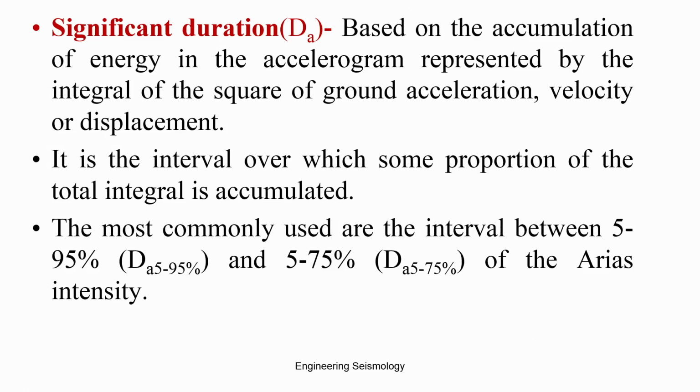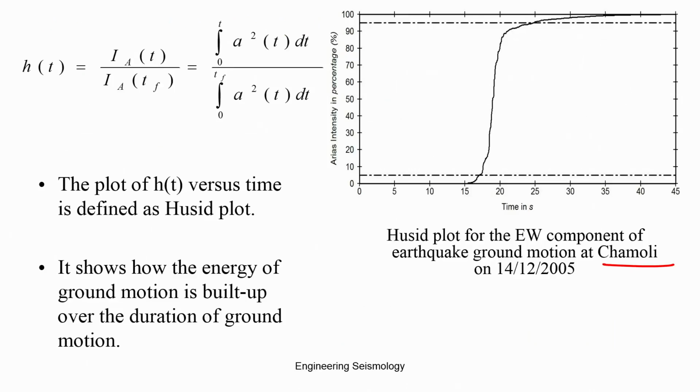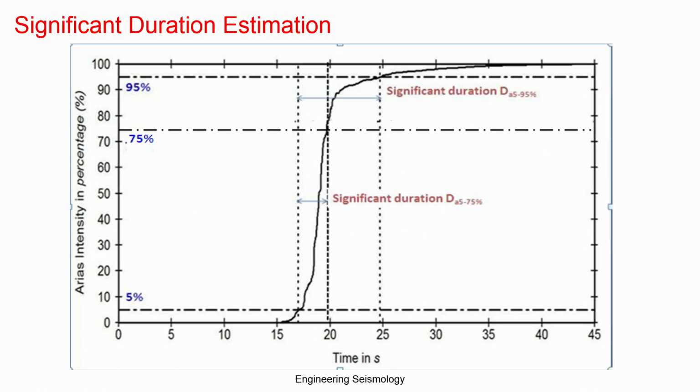So, a significant duration D5-95 is that value. Similarly, if you want to define 5 to 75%, then you can draw a line. This duration is called the significant duration 5 to 75% of the Arias intensity Husid plot. Okay. So, you can see the typical significant duration of a typical earthquake. This one gives 5 to 75%, and this one gives 5 to 95%. Here the energy starts at 5%, reaches 95% here, then reaches 100%, where the structure will collapse. So, this period is considered the significant duration of the earthquake.